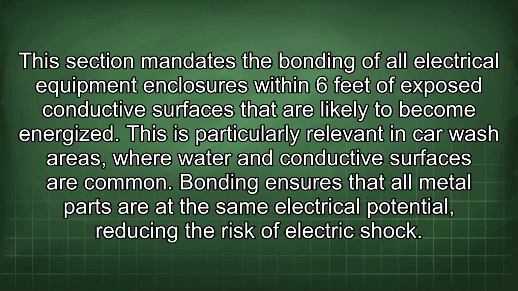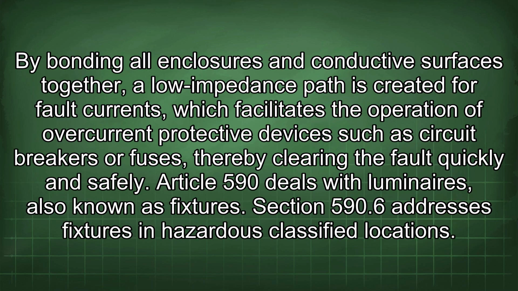Bonding ensures that all metal parts are at the same electrical potential, reducing the risk of electric shock. By bonding all enclosures and conductive surfaces together, a low impedance path is created for fault currents, which facilitates the operation of overcurrent protective devices such as circuit breakers or fuses, thereby clearing the fault quickly and safely.